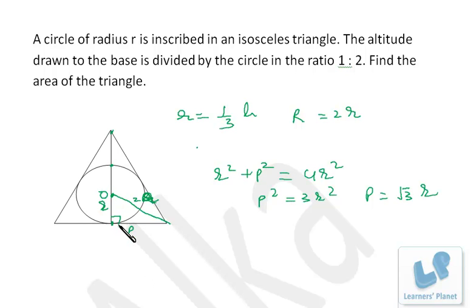Now for an isosceles triangle, this is half of the length, because altitude and median both of them are same. So the complete length will be 2√3 r. So that is base. Altitude will be what? 3r, r plus r plus r. So this is 3r. So that is base times altitude divided by 2, right? So that's 3√3 r square. That will be the area of this triangle. Okay? You got the difference? This is inradius and this is circumradius. Should be clear about it. Okay?